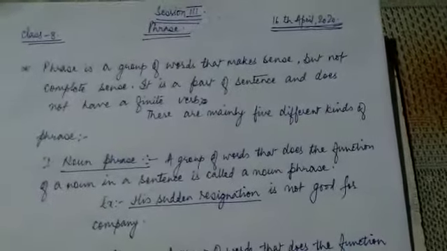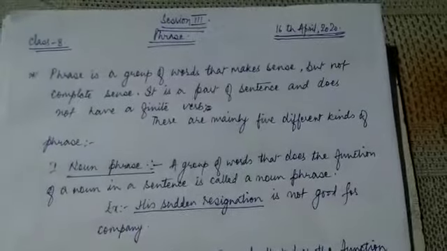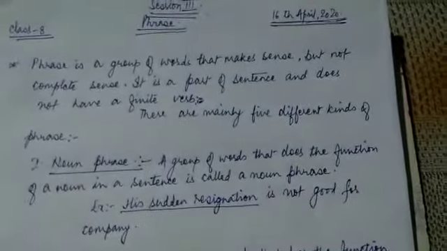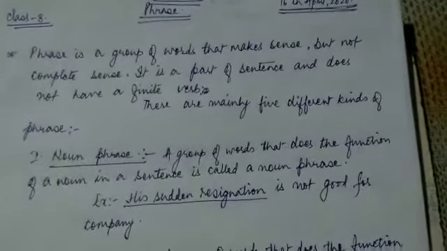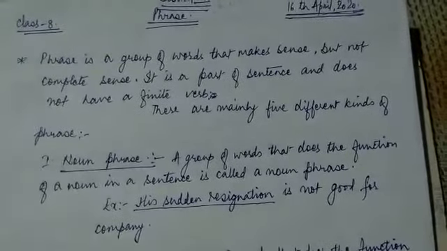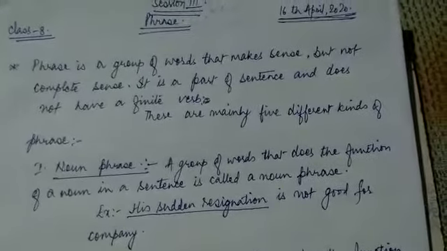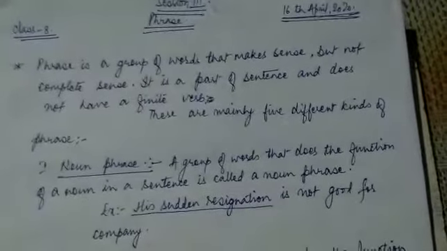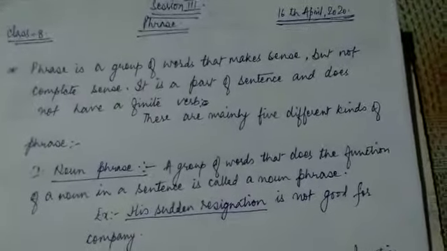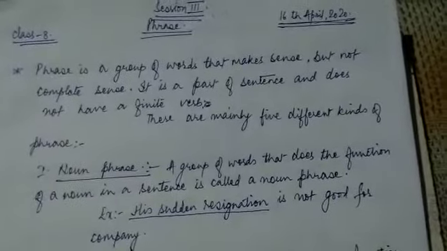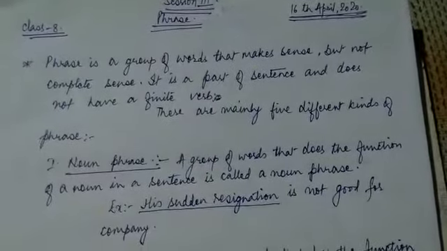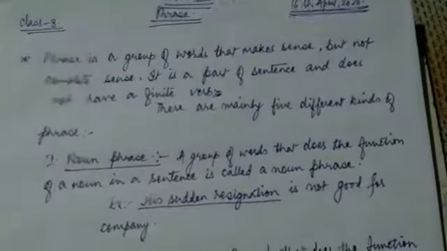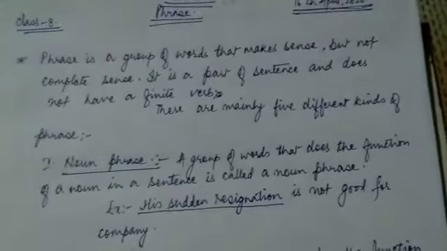So phrase is basically a group of words which has some sense but not complete sense. And the main fact here is that in a phrase you do not have a subject or a finite verb. So subject is missing and a verb is missing. Whenever you see a group of words with no subject or verb along with it, you simply have to understand that it is a phrase.